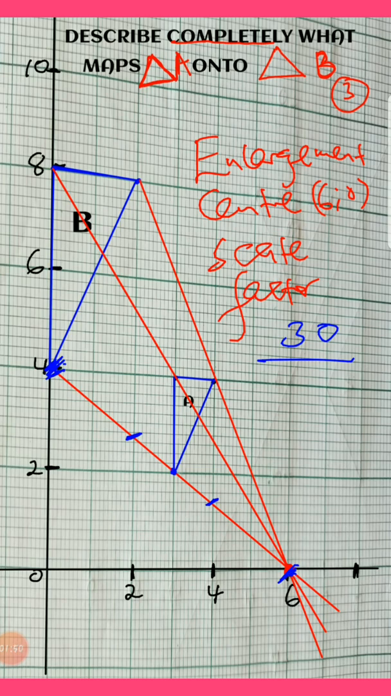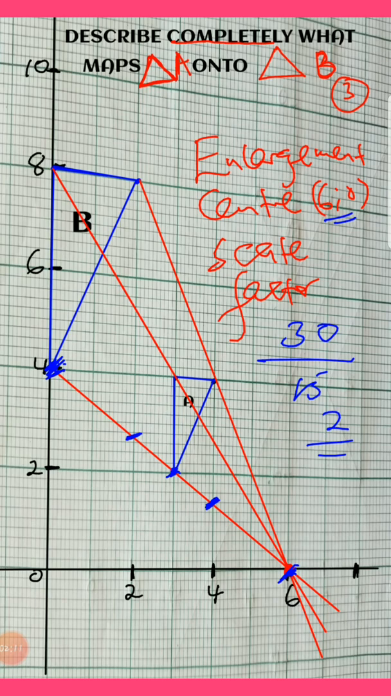From this point to the object, there are almost 10, 15. So 30 divided by 15 is 2. So it's enlargement, center (6, 0), scale factor 2. That is how to describe enlargement completely.